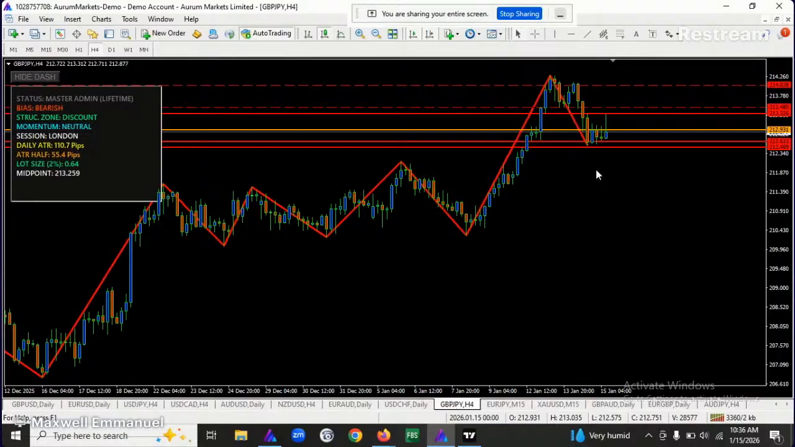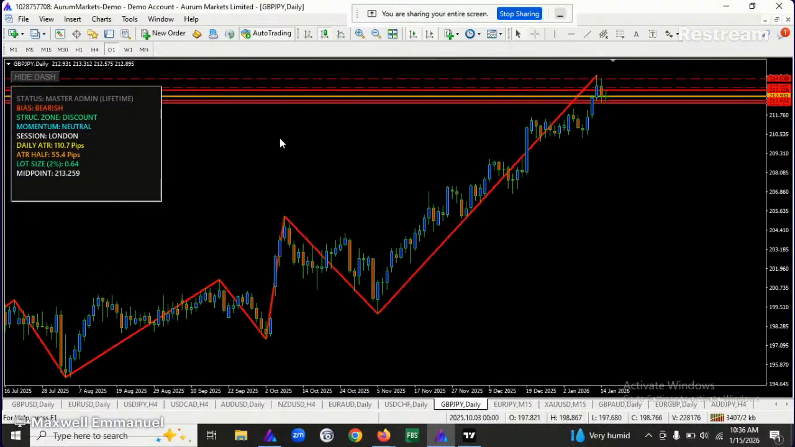And like I said, if today's candle closes bullish, the bias is likely going to change to bullish, which would be in agreement with the zone where price is, which is the discount. So there's a high probability that this bias will change to bullish, which would be a strong confirmation to buy GJ.